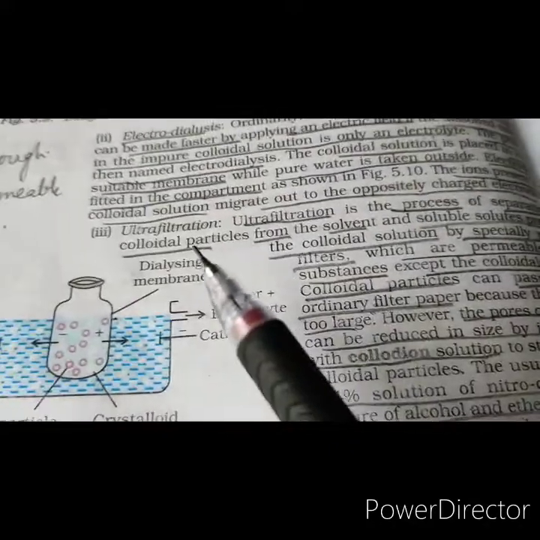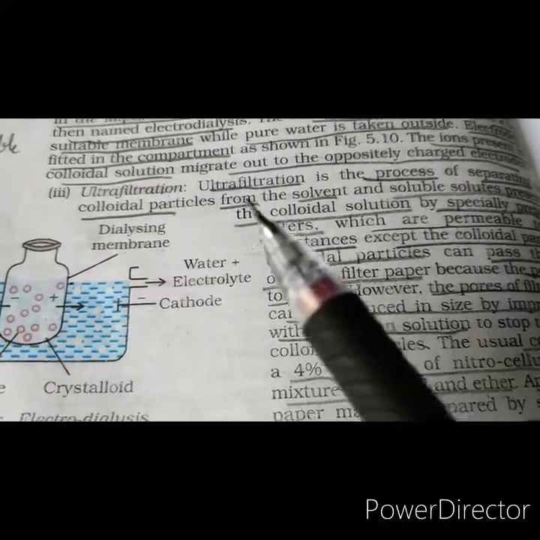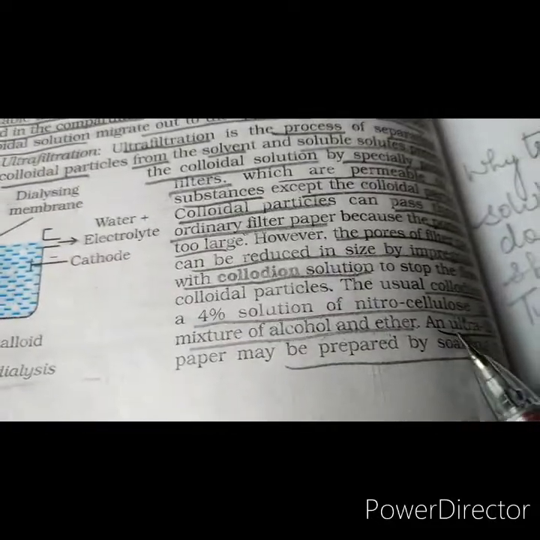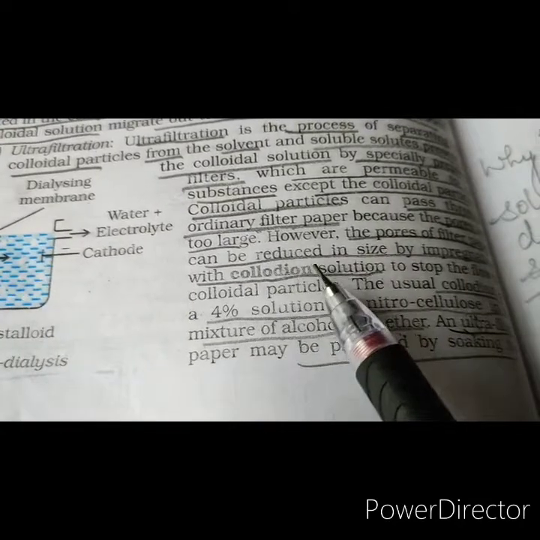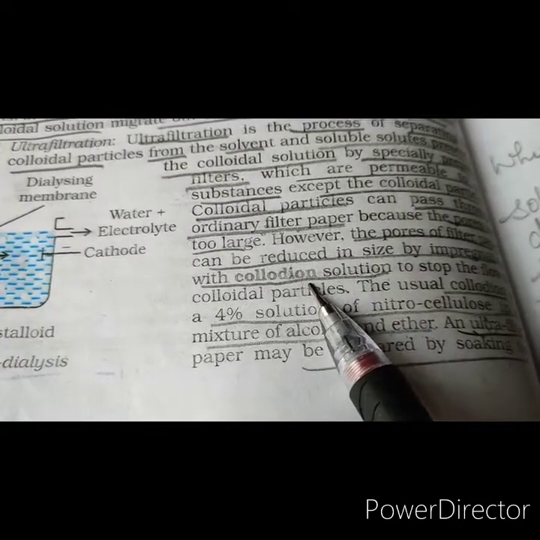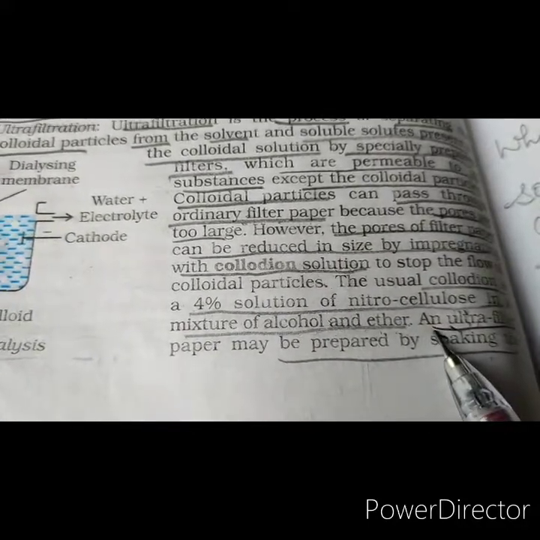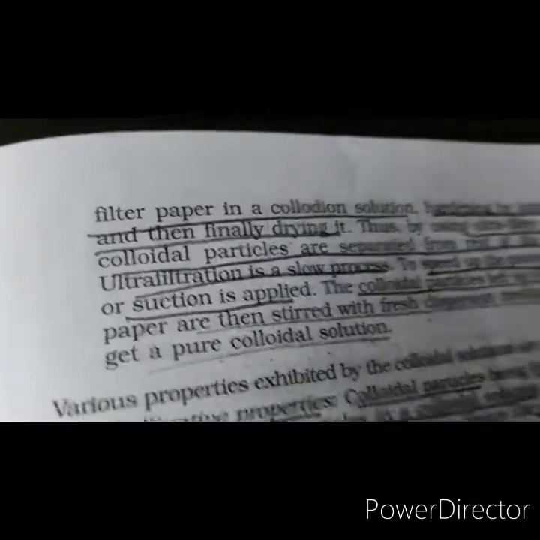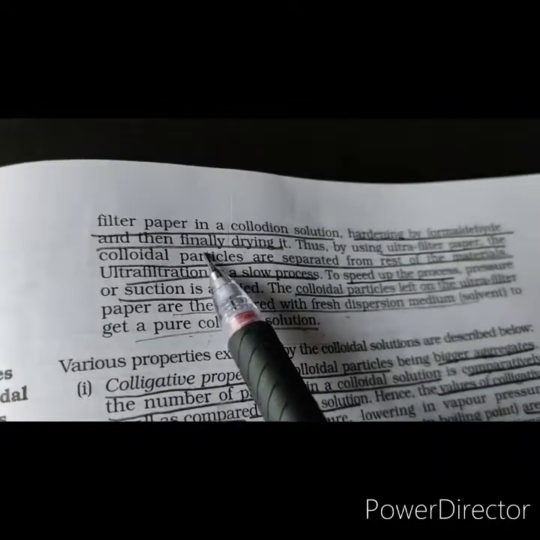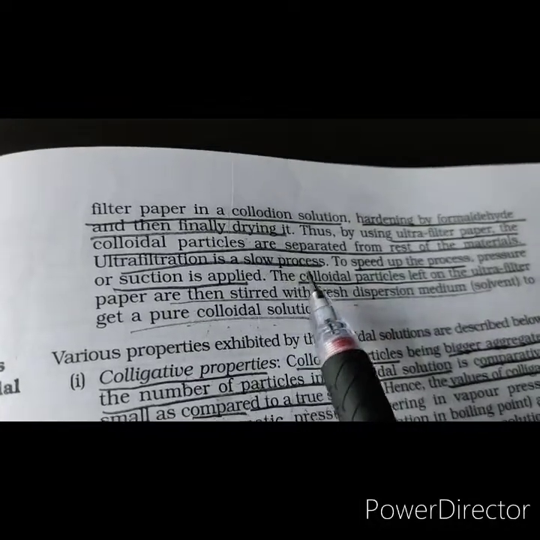The next method is ultrafiltration. In this method, we use an ultrafilter paper, which is prepared from an ordinary filter paper by soaking it in a colloidal solution. This colloidal solution is a 4% solution of nitrocellulose in a mixture of alcohol and ether. Then this filter paper is hardened with formaldehyde, and finally it is dried. This ultrafilter paper is used for removing the impurities.